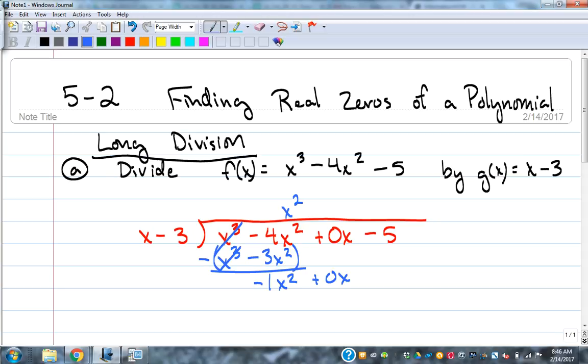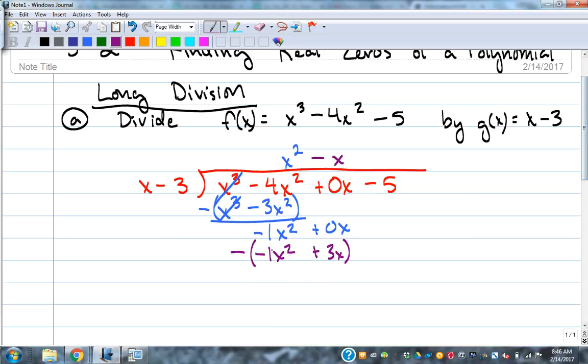Okay. Now I look at the front part again. I say, what times this x gets me negative 1x squared? Negative x, or negative 1x. And then I distribute that back to the x minus 3. So there's the negative 1x squared plus 3x this time. Parentheses, subtract. And then the squareds go away. That's what we want to happen. And then we have negative 3x, bring down the minus 5.